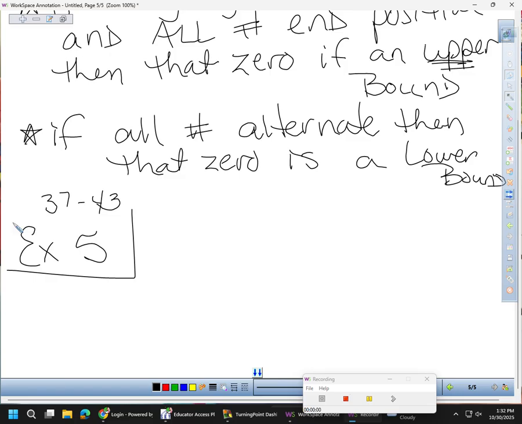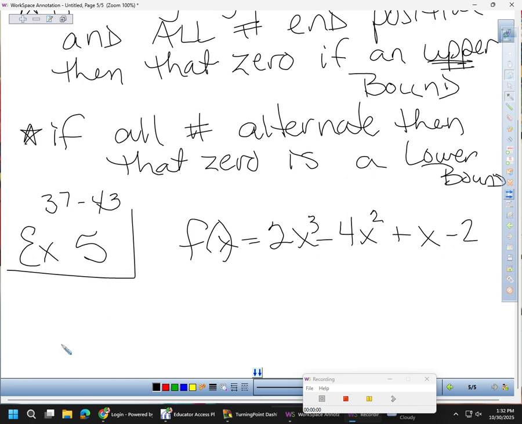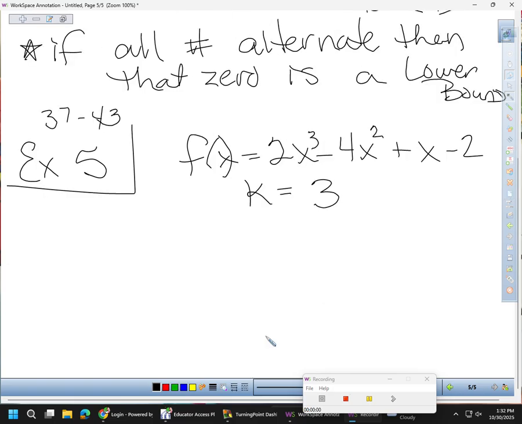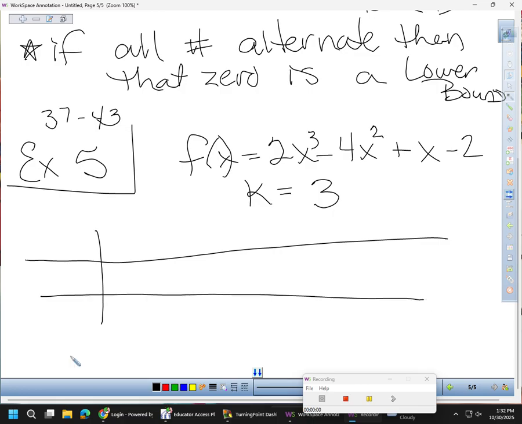So let's say I have f of x equals 2x to the third minus 4x squared plus x minus 2. And they tell me that my k, or my 0, equals 3. I want to know if this is an upper or a lower bound. Just going to do synthetic division. So my coefficients are 2, negative 4, 1, negative 2. I'm going to put my 3 on the outside. Bring down my 2. 3 times 2 is 6. When I add them together, I get 2.